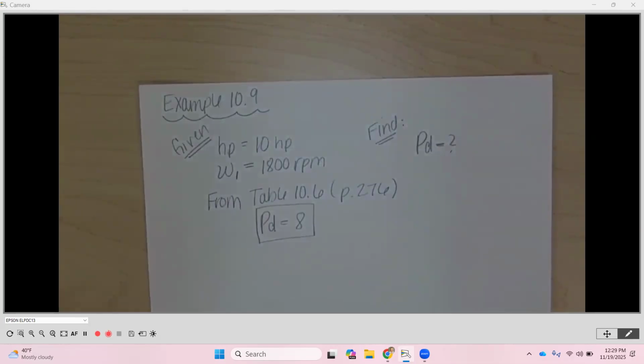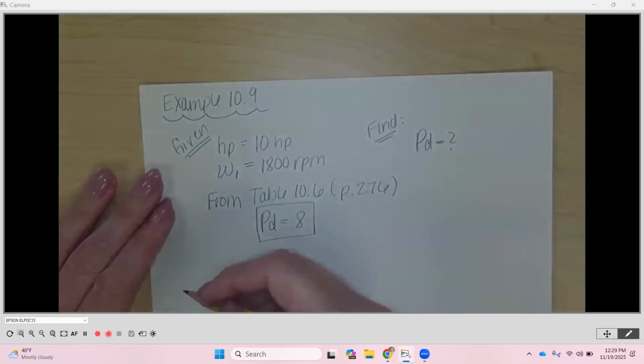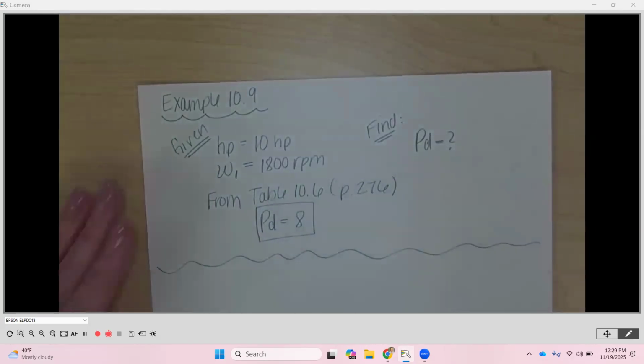Okay. So it's just getting you started on how do I read that chart? So any questions on that? Kind of easy peasy, right? Yeah. Okay. Cool.